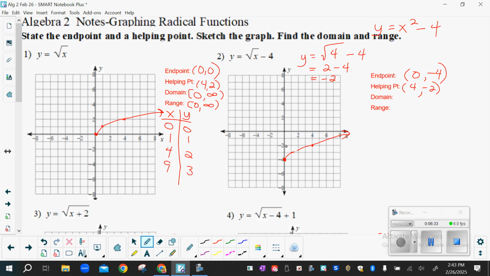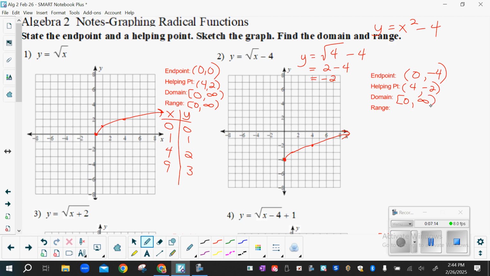And my graph looks something like that. Okay? So, domain. This group here, what's my domain? So domain, you're looking at your x value here. So the x value is going from here over. What's the x value on this one? Is that the y value or the x value? Is the negative 4 the x value or the y value? The y. We want the x value. 0. So we go from 0 to what? To infinity.